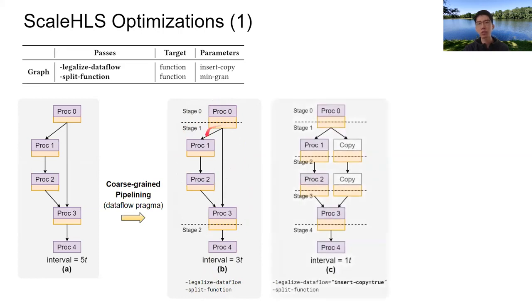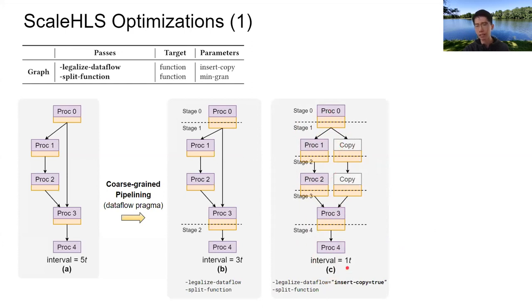But actually, we can do this more aggressively. Basically, we can insert some copy nodes or buffers to the bypass path to enable a more fine-grained pipelining. Like here, we have a 5-stage coarse-grained pipeline. How can we do this? We provide an insert copy parameter for the legalized data flow pass. And if we turn on the insert copy option, it will automatically insert those copy nodes and buffers to the bypass path to enable the coarse-grained pipeline.